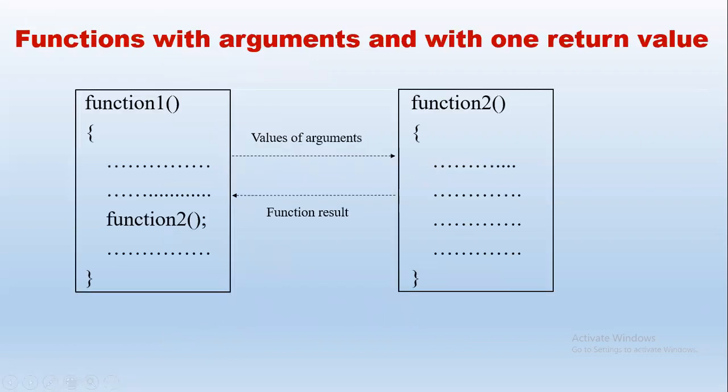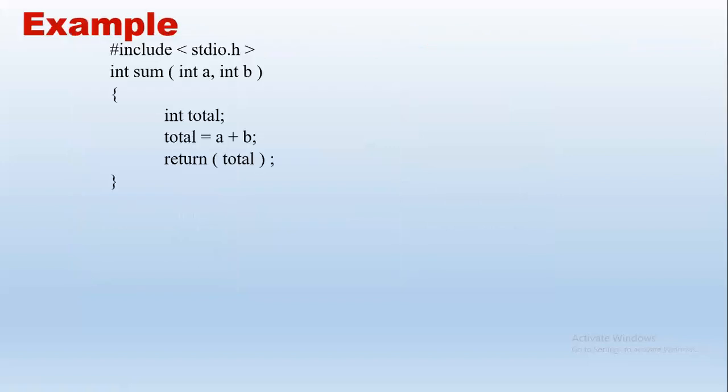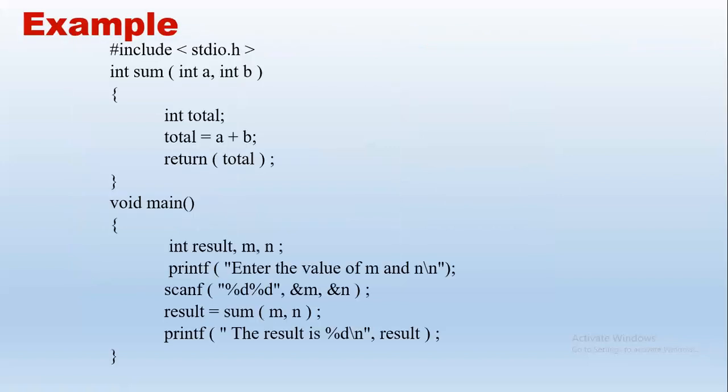The third category is with parameters or with arguments and with return type. So function 1 gives some argument values to function 2. Function 2 will do some computation and it will return the result back to function 1. Let us see. We are seeing the same addition example in all the 4 categories so that we can differentiate and understand them. So here we have the function definition and the function call.